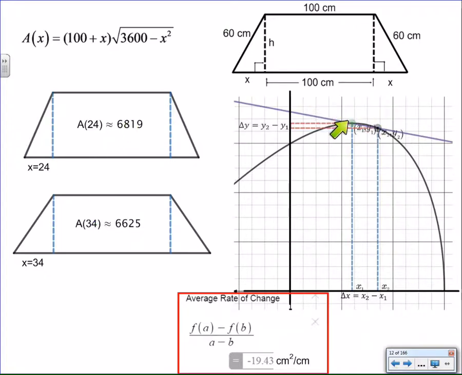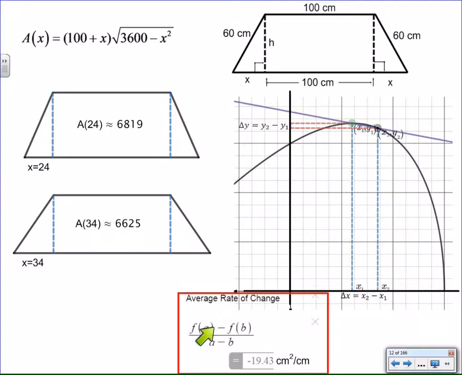Now that's referenced over here by this particular graph. This line right here, this purple line, is called a secant line. It connects the 2 points, that is the area at 24 centimeters and the area at 34 centimeters. If I calculate the slope of that purple line, I have found what we call the average rate of change, and in this case it'll be the average rate of change in the area of the trapezoid.